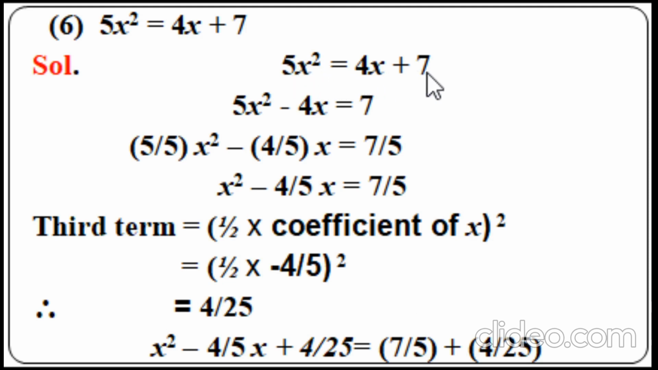5x square is equal to 4x plus 7 can be written as 5x square minus 4x is equal to 7. Same method, divide each term by 5. 5 upon 5 x square minus 4 upon 5 x is equal to 7 upon 5. We get x square minus 4 upon 5 x is equal to 7 upon 5. Use the formula: third term is equal to half into the coefficient of x, the whole square. We get half into minus 4 upon 5. Here we get minus 2 upon 5.